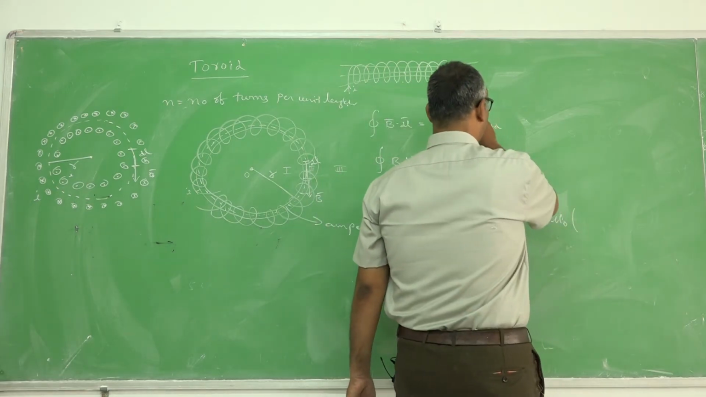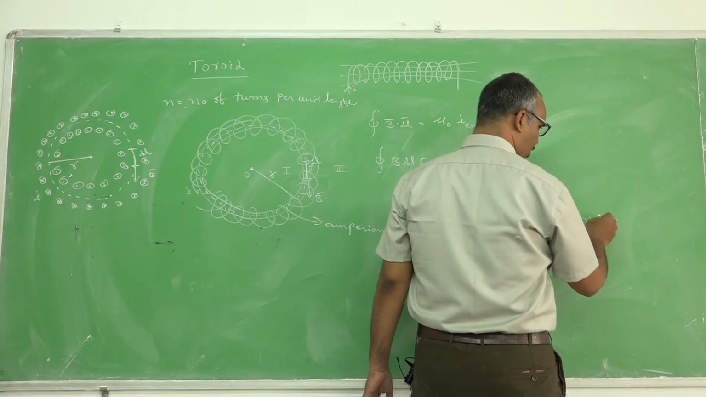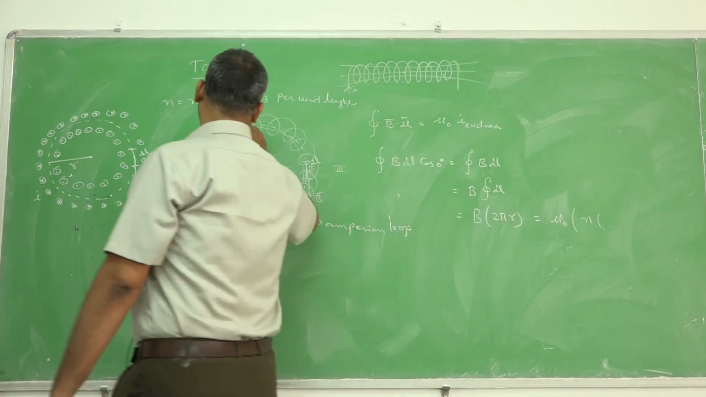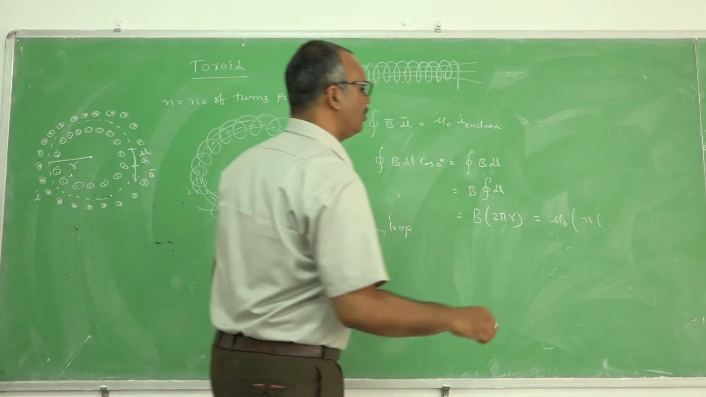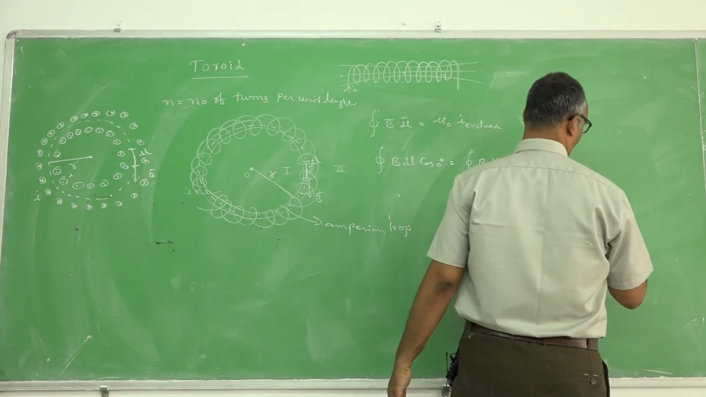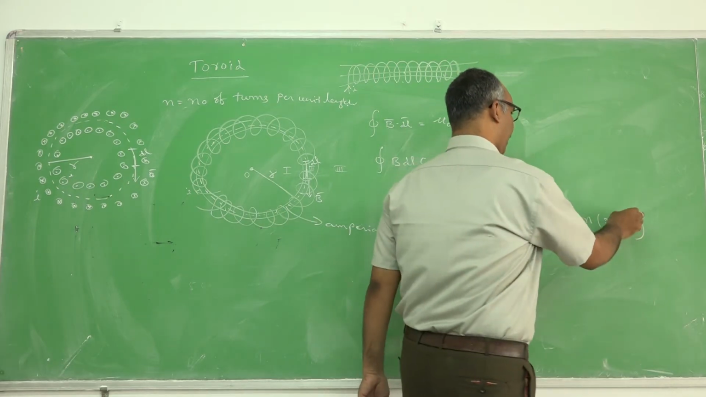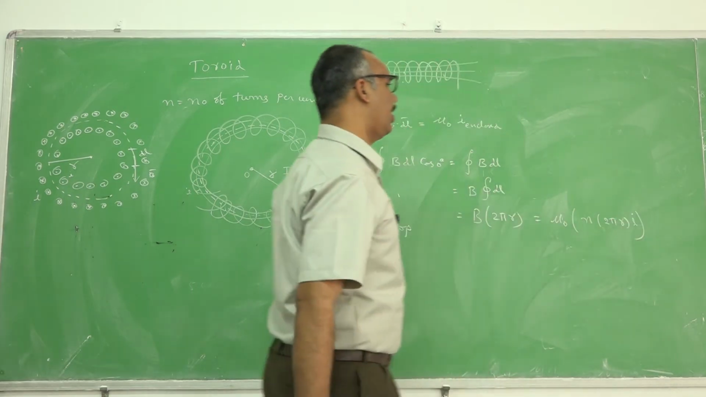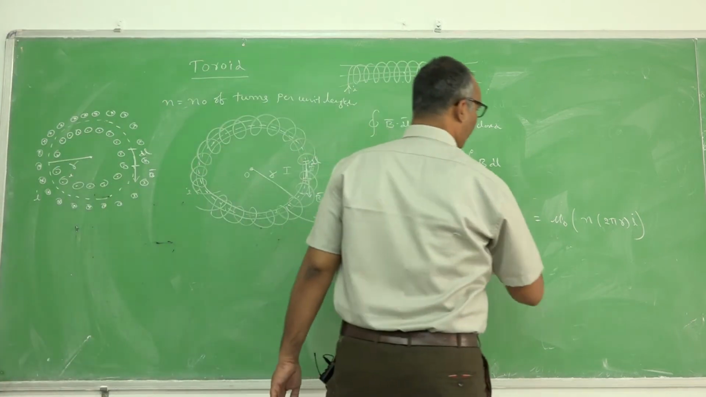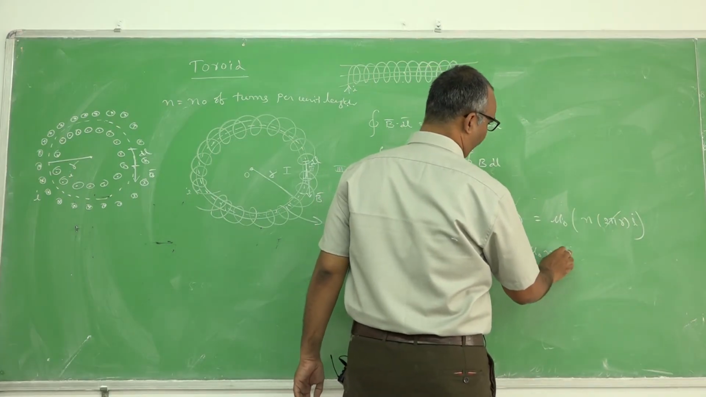So I enclosed n turns per unit length. The total length of the solenoid I considered, solenoid in the sense toroid here, is nothing but the circumference, 2 pi r, into I. Sorry, into I. Every wire is carrying current I. So 2 pi r gets cancelled. B is equal to mu naught N I.